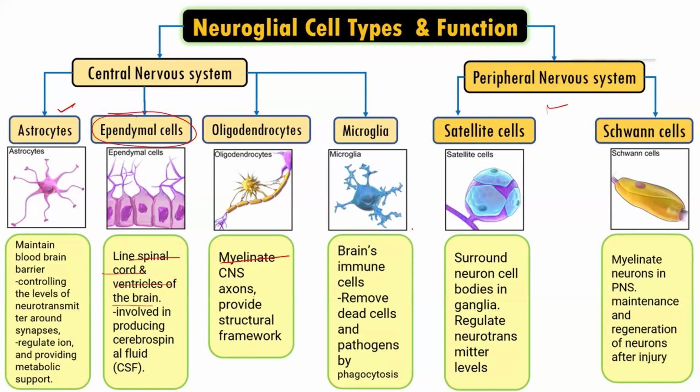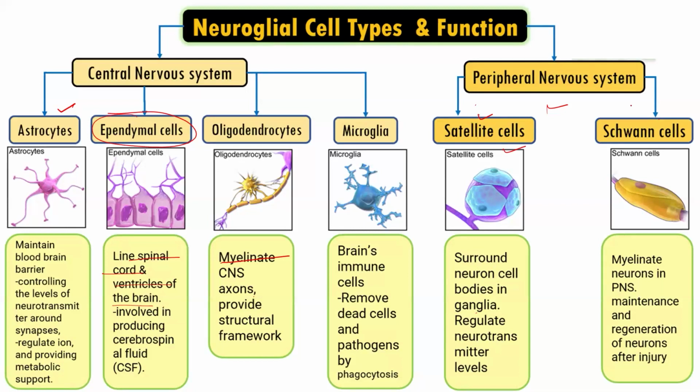Microglia help in removing bacteria by engulfing them. In the peripheral nervous system, we have two types of neuroglial cells, satellite cells and Schwann cells. Satellite cells surround the neuron cell bodies in ganglia, and they regulate the neurotransmitter levels. So the function of satellite cells is to help in regulating the transmission from presynaptic to postsynaptic neurons by controlling the amount of neurotransmitter which is being released.